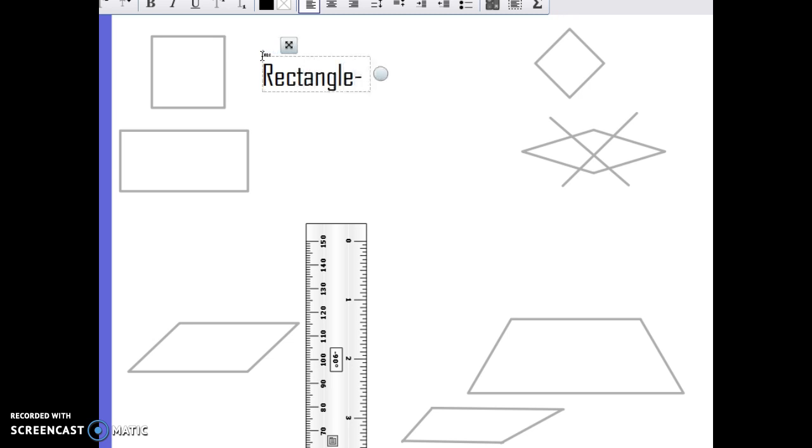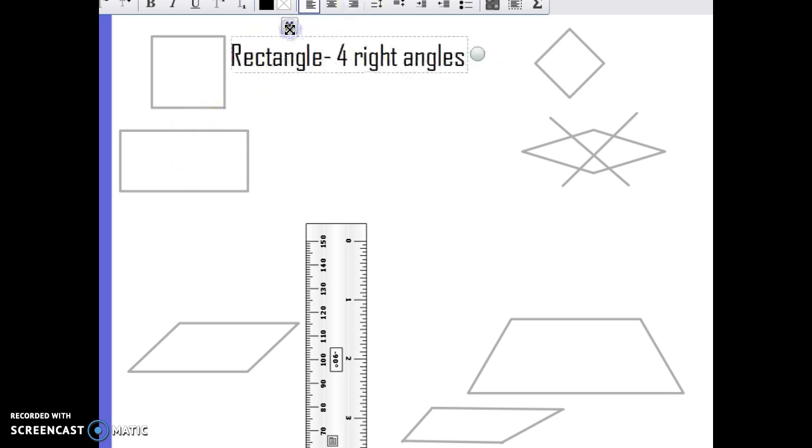The defining attribute is that it has 4 right angles. And the short of it is that means that a square is a rectangle as well.